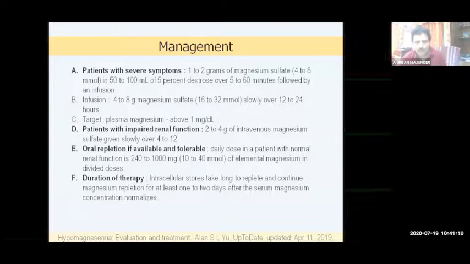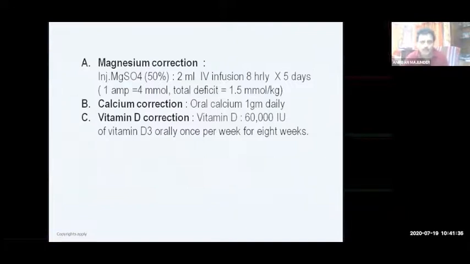In patients who have renal impairment, which is also an important cause of magnesium deficiency, the replacement may be higher. Now oral tablets or oral capsules or oral replacement are not available in our country. Only 1 or 2 brands are available as far as oral magnesium preparation is concerned, and they are very hard to get. So in most situations, we treat the patient with IV magnesium. In this particular patient, we treated with 2 ml IV infusion 8 hourly for 5 days. We have given oral calcium, and we have corrected vitamin D by giving oral vitamin D tablets.